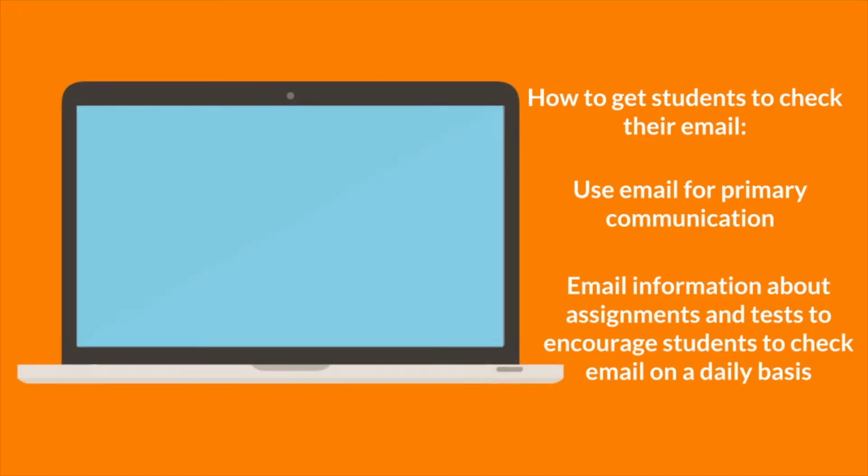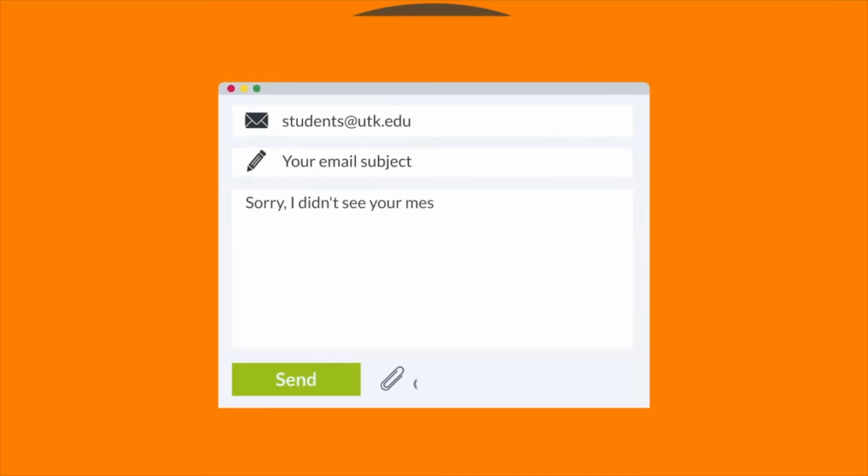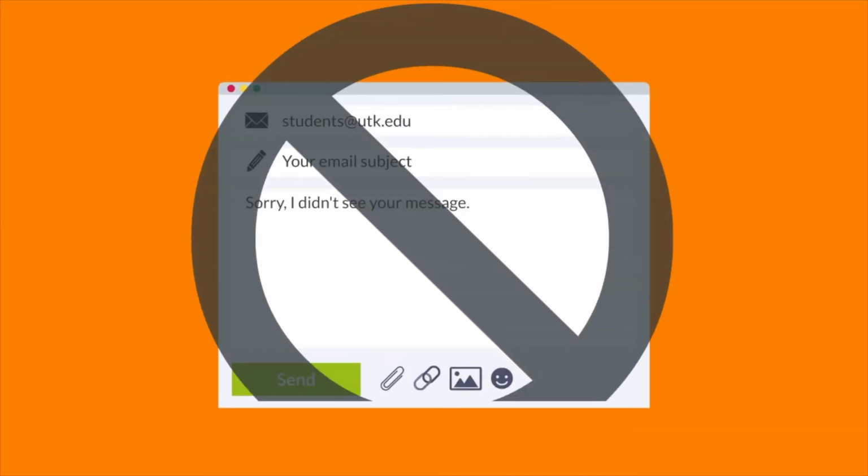In the course syllabus, clearly state that you will be using students' UT email as a primary means of communication during the semester. This includes sharing important information about assignments and tests. Students should check their UT email on a daily basis so they can respond to messages in a timely manner. Remind students that telling you they simply didn't see the message will not be enough to shield them from the negative consequences of missing course updates or other time-sensitive information, and that part of being successful in any online course is accepting the use of email.